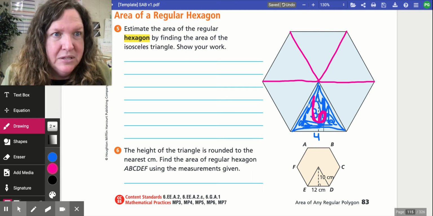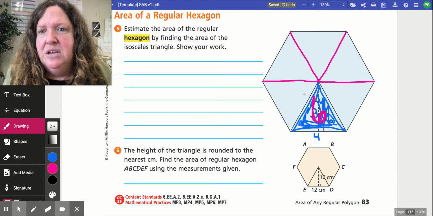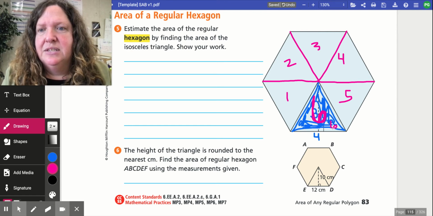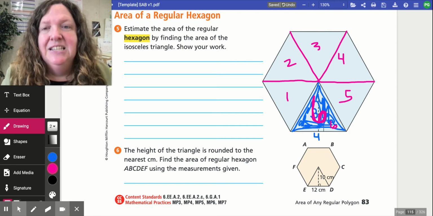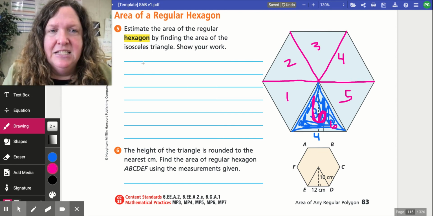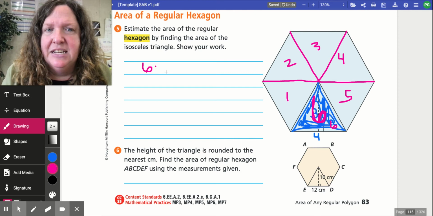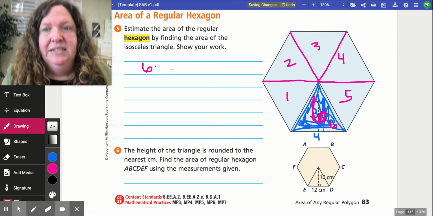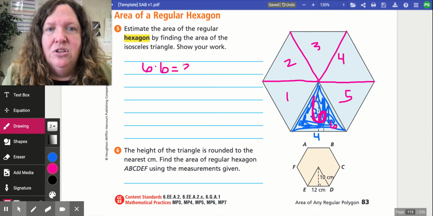How many of those little triangles did I make? It's the same number as the number of sides. So I made 6. So there's 1, 2, 3, 4, 5, and this one is number 6. Now I already found out that one of my triangles has the area of 6 square centimeters. In this case, there's 6 sides, so there's 6 groups. For this n-gon, there's 6, and the area of one is 6 centimeters. So we've got 6 times 6, and that is 36 square centimeters.